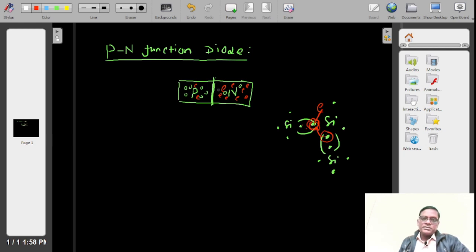So as soon as these electrons cross the junction, a depletion region forms in between the p type and n type. As we know, the depletion region is a combination of immobile charge carriers, that is, ions. How it forms, that part we also have to understand. So let us talk about the formation of the depletion region.